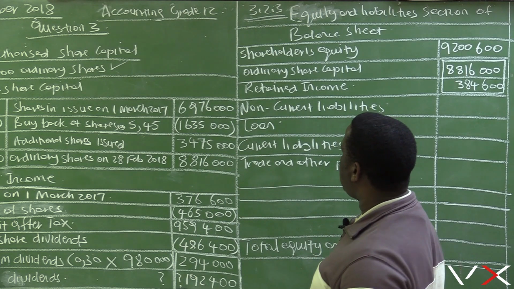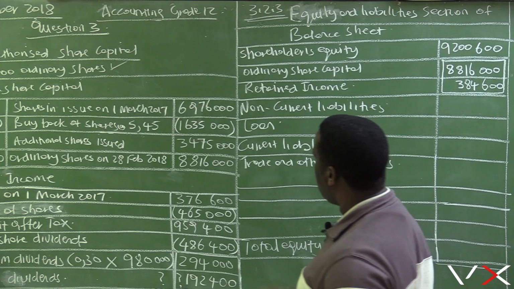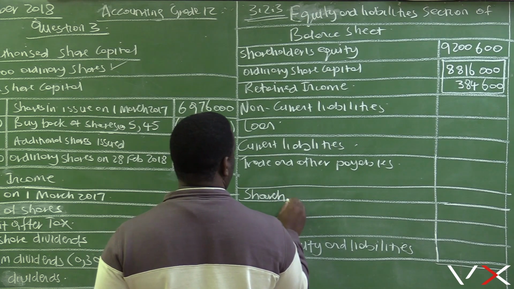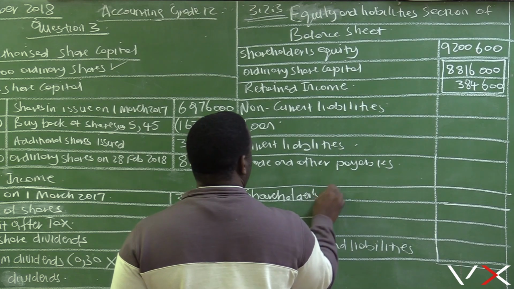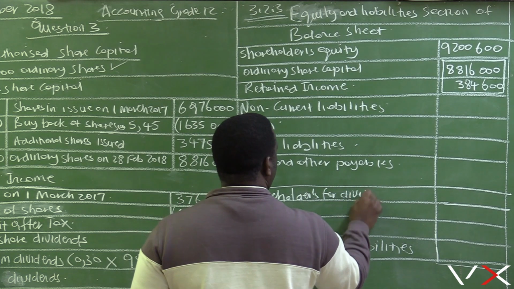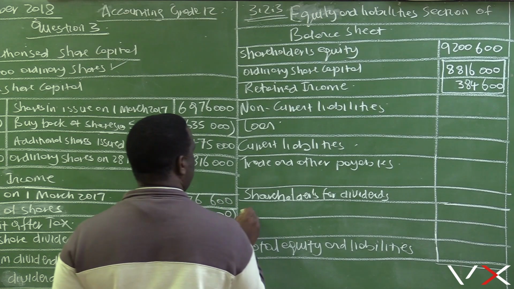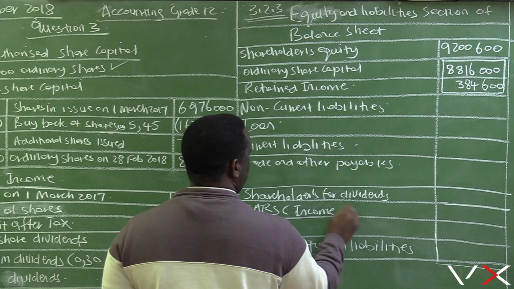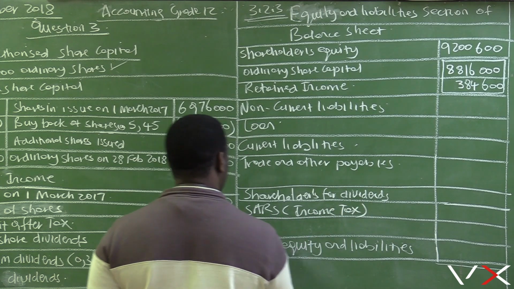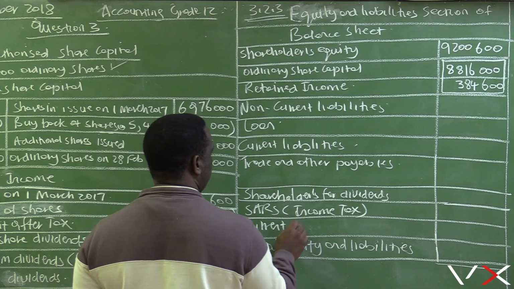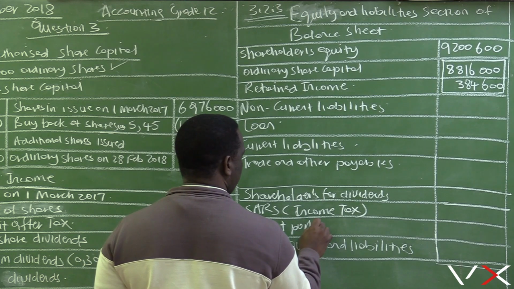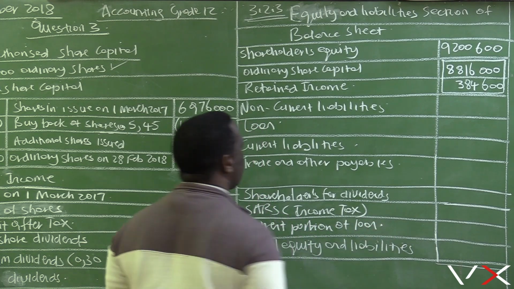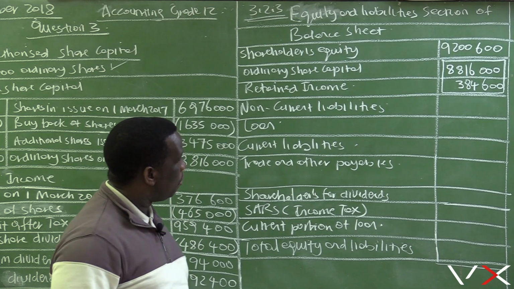And then the current liabilities, you have your trade and other payables, you have your shareholders for dividends, you have SARS, in brackets income tax, that goes under current liabilities. You have your current portion of loan, right?